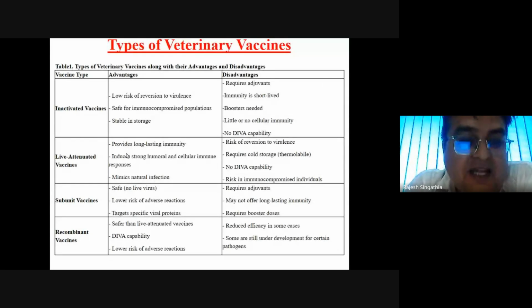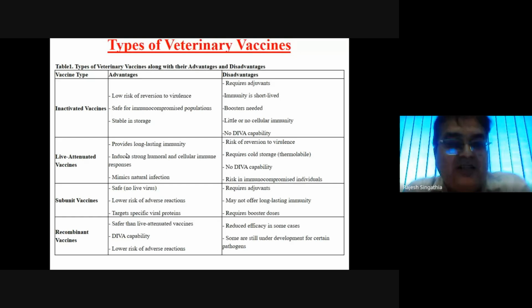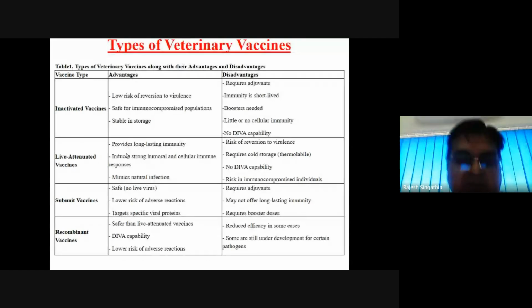On the other hand, live attenuated vaccine, as the name indicates, contains some live pathogen, but these are attenuated. So in comparison to the inactivated vaccine, they provide long-lasting immunity, and they produce both a humoral immune response and a cell-mediated immune response. These are the two major problems in the inactivated vaccine.